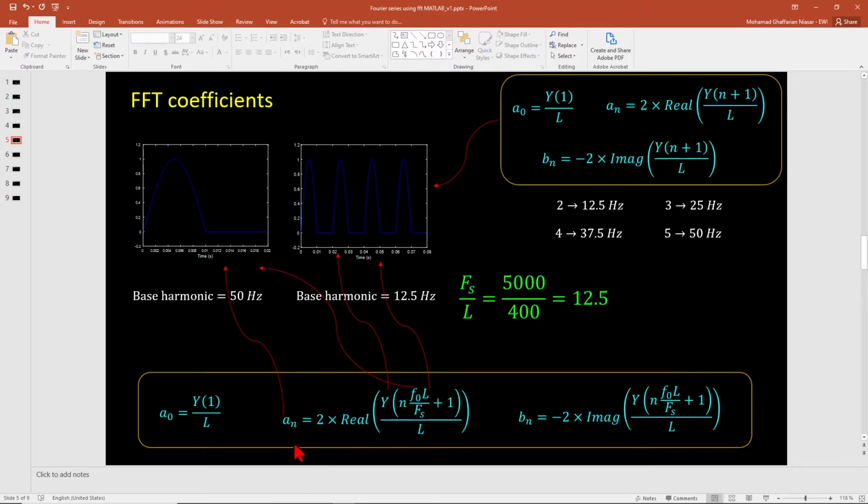So for example, A1 for this is related to y4 plus 1, so y5 of the Fourier series of this one. So B1 again corresponds to y5 divided by L, and so on. Now there is another question, and the question is, why do we divide it by L?